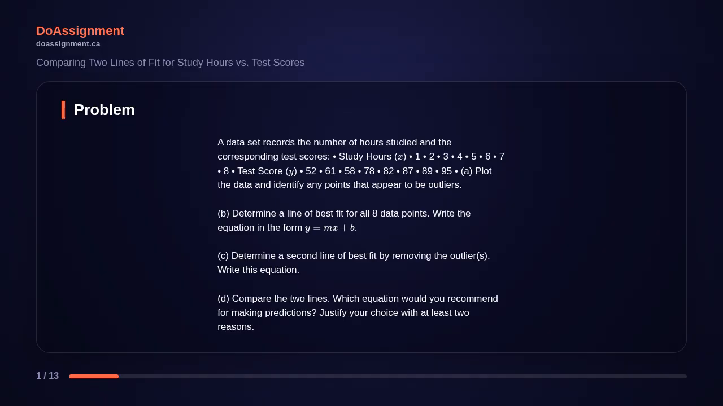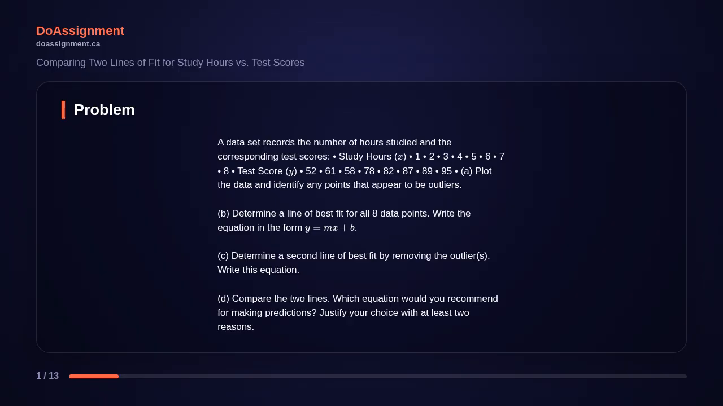Part A. Plot the data and identify any points that appear to be outliers. Part B. Determine a line of best fit for all data points and write the equation in the form y equals mx plus b. Part C. Determine a second line of best fit by removing the outlier or outliers and write that equation.